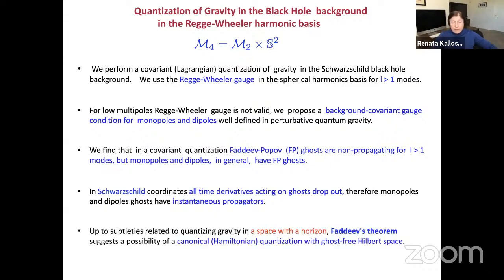And so the final statement, which I'll try to bring you to, is that if we just follow the status of Faddeev's theorem, which, however, was of course derived not in a context of a space which has a horizon, still we will come to the conclusion that it is quite likely that there is a canonical Hamiltonian quantization with ghost-free Hilbert space.